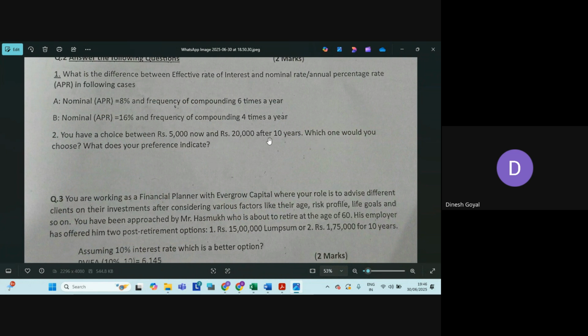So I will choose 20,000 because... and what does your preference indicate? Our preference indicates the time value of money. Money has a time value. And we are getting 14.4% return on this. If I am satisfied with 14.4% return, I will choose 20,000. But if I am not satisfied with 14.4% return, then I will choose 5,000, right? So I don't think this is maybe an incomplete question.